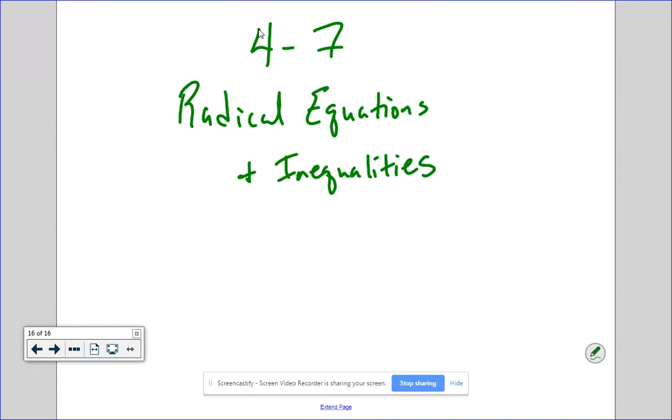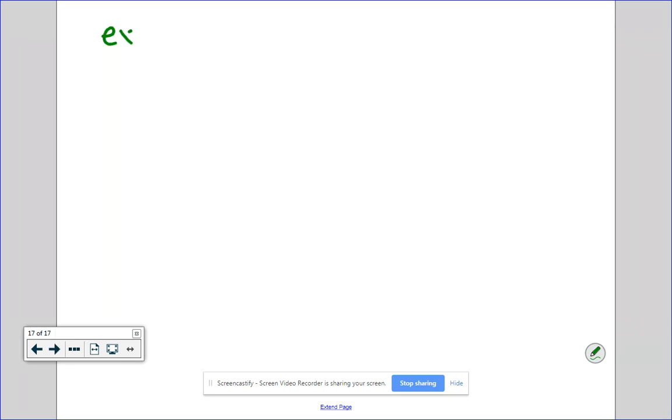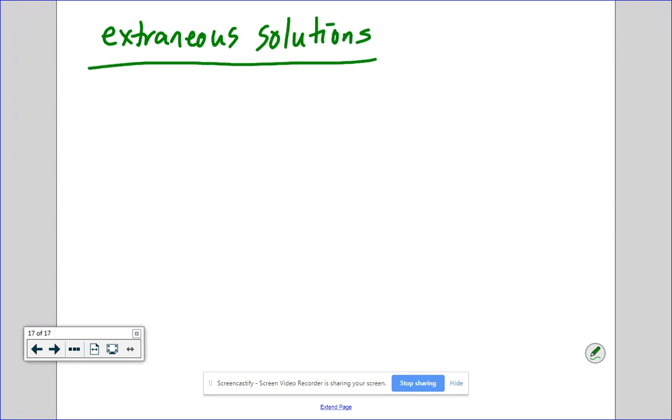All right. So first thing we need to talk about here is the concept that came up in our homework when we were going over some stuff yesterday, and that is extraneous solutions. Extraneous solutions. Okay? And what did we say sometime? What's another way of saying that? Fake answers.